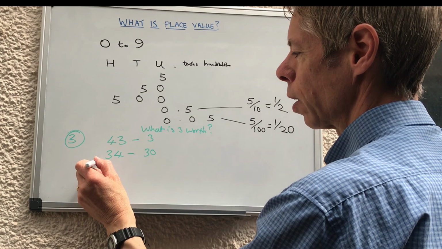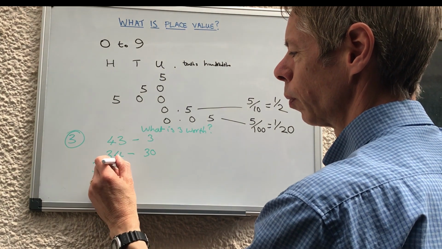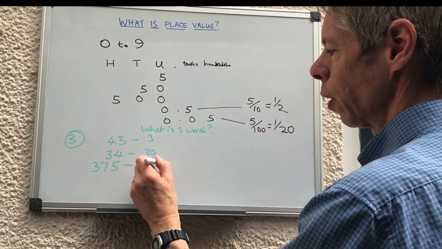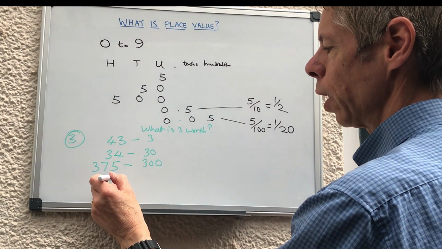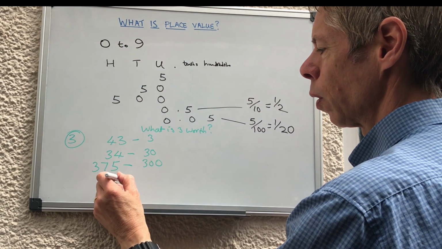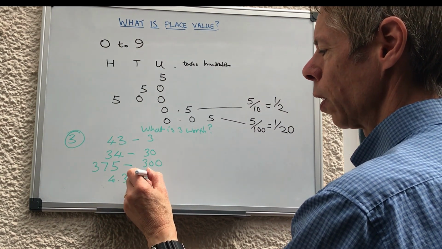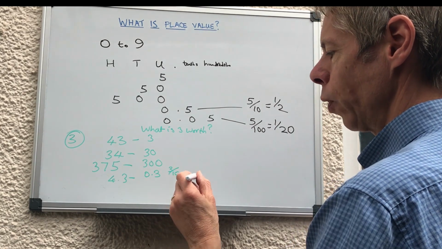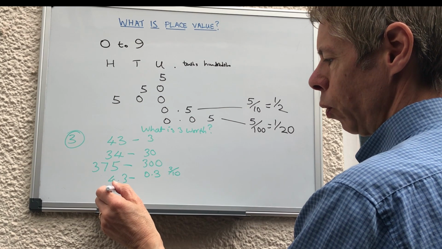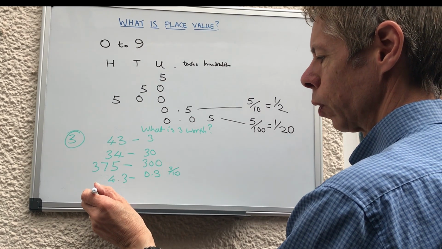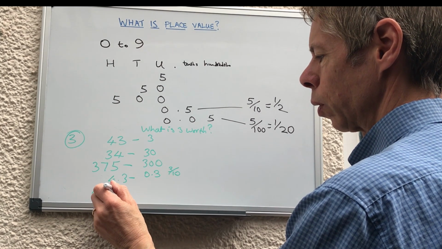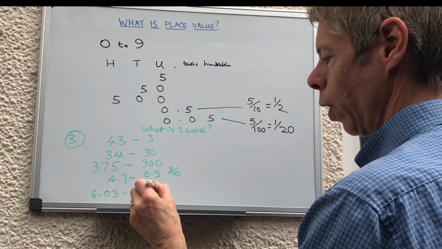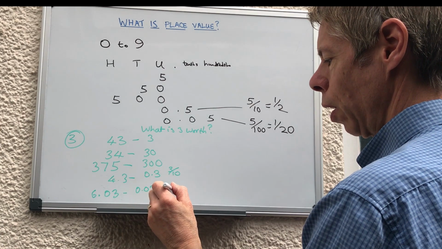If we put it here, it's worth 300. If we put it here, it's worth 0.3, which is 3 out of 10, 3/10. We put it here, it's worth 0.03, which is 3/100.